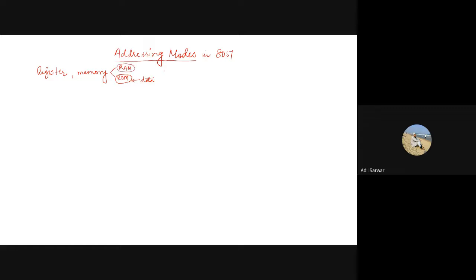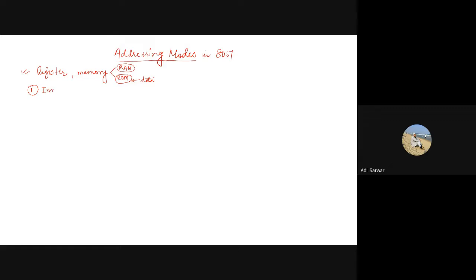Anyway, so these are the RAM and ROM locations in which data is stored. So how does the CPU access this data? The way the CPU accesses this data is referred to as the addressing mode. There are various addressing modes in 8051. I'm just listing them down, and then we will take them one by one.